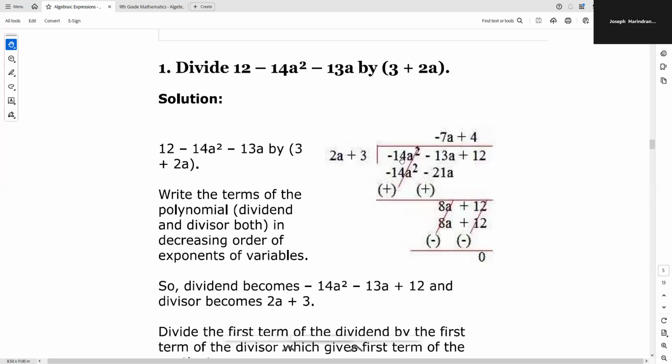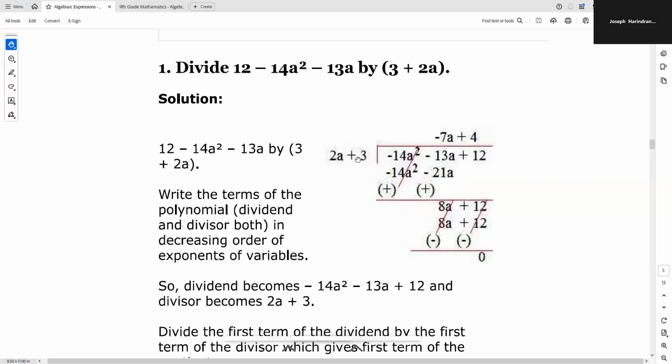Then start dividing. Make this minus 14a squared. What is to be multiplied with 2a? You have to multiply by negative 7a in order to get negative 14a squared. So negative 7a into 2a gives negative 14a squared. The same term should come here, the first term. The next term will be the multiplication of 3 into negative 7a. So we come down to this. It becomes negative 21a.